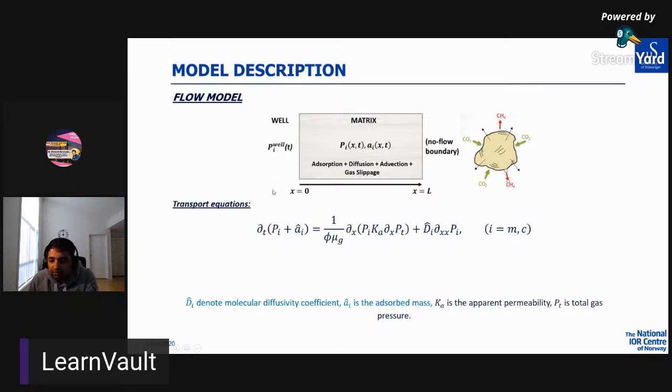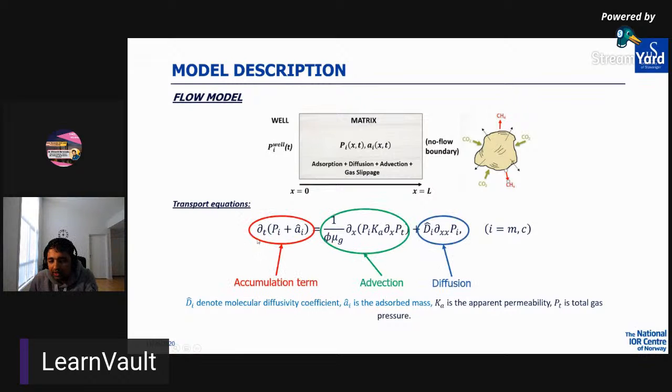In terms of the transport equation, when you account for all these mechanisms, it is denoted by this equation. It is just a normal material balance equation where the term on the left-hand side is a partial derivative with respect to time. That basically indicates how much gas is stored. Pi indicates the free gas and Ai hat indicates the adsorbed gas. So this indicates how much gas is stored at a particular time. We also call it the accumulation term. The first term on the right-hand side is the advective term, basically the flow in the x direction due to pressure differences, and the rightmost term is the flow in the x direction because of concentration differences, and that denotes the diffusion.